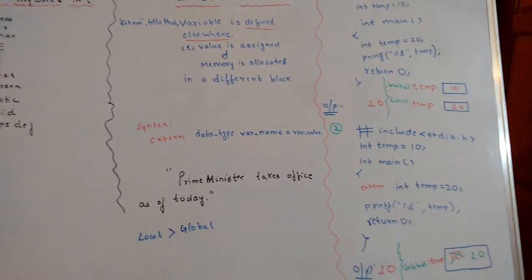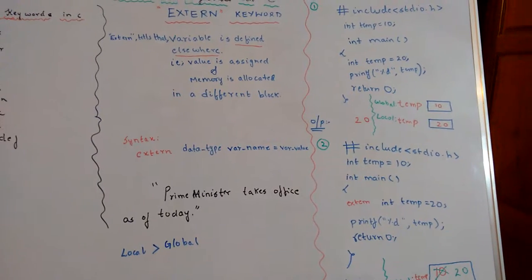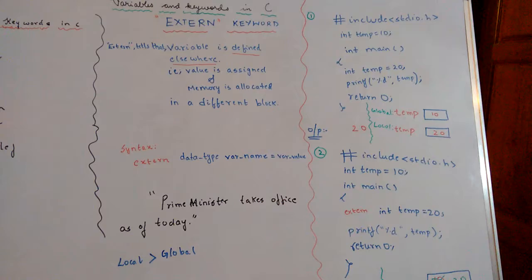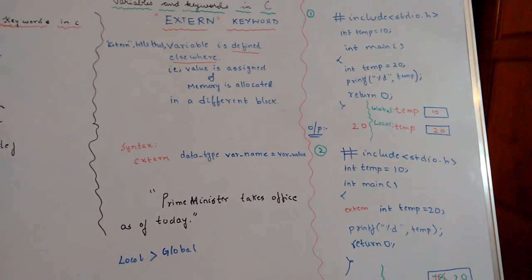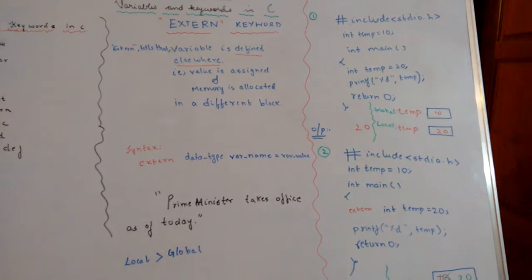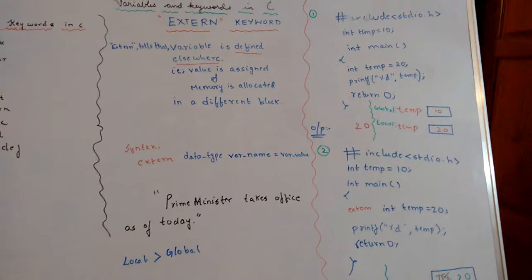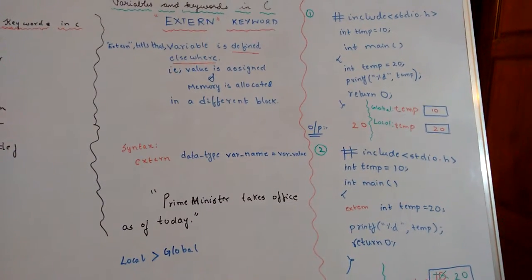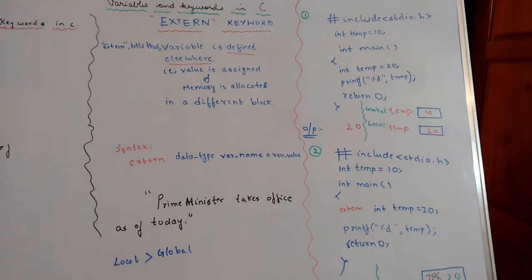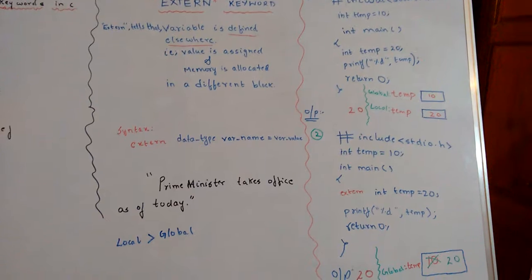So after seeing the program, now if you read the definition of the extern keyword, I think it should be very clear to you. Anyway, I'll just read it once. Extern tells that the variable is defined somewhere else. That is, the value for that variable is assigned somewhere else. Memory is already allocated in some different block. That is the definition.